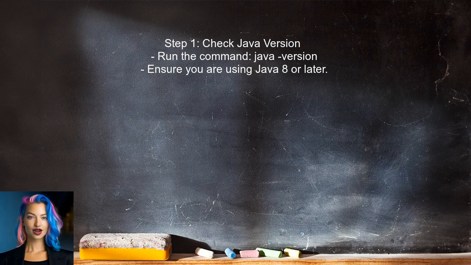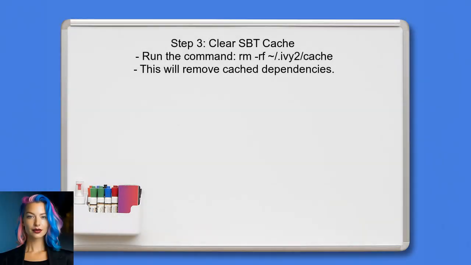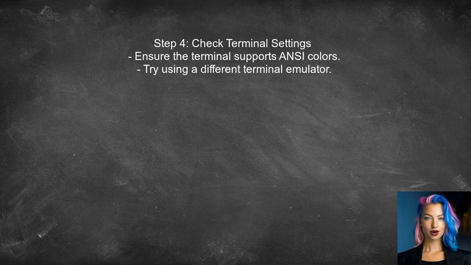It's important to ensure that the user is running a compatible version of Java for SBT. Next, the user should verify their SBT version. This can be done by running a specific command in the terminal to ensure that SBT is up to date. If the versions are correct, the user should consider clearing the SBT cache. This can help resolve issues related to corrupted files. Finally, if the problem persists, the user may want to check their terminal settings. Sometimes, terminal emulators can cause compatibility issues.